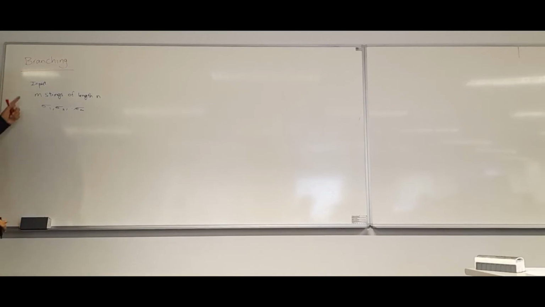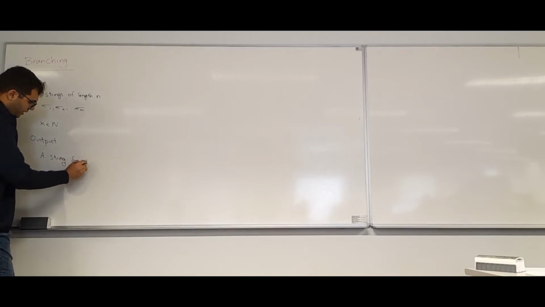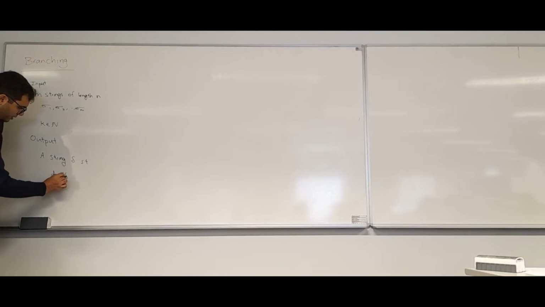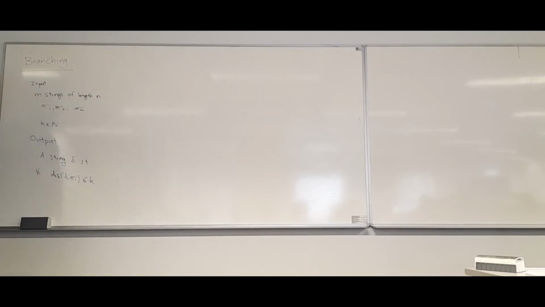Okay, so I have this in the input, and I also want to have some parameter. So let's say I give you some parameter k in the input as well. And the output, you should basically find a string whose distance to all of these input strings is at most k. So a string, let's call that one, I don't know, delta, such that the distance from the string delta to every sigma i is at most k. And this holds for every i. Or if there is no such string, you should just say it's impossible. Or fail or impossible.